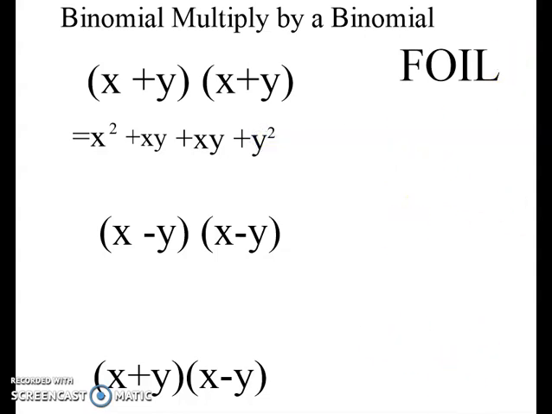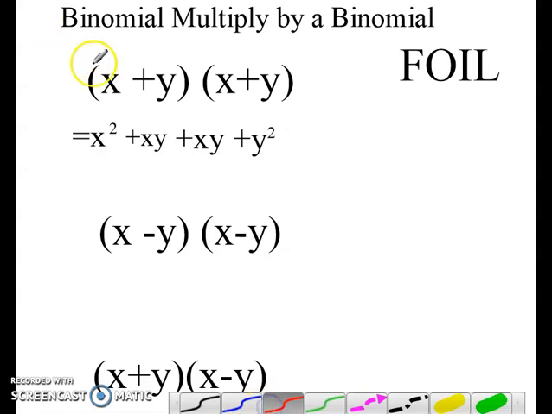So let's quickly recap on that. We took the first and the first, right? Then we took the outer two terms and we multiplied them to give me xy. Then we took the two inner ones to give me xy again. Then we took y multiplied with y. That gave me y squared.